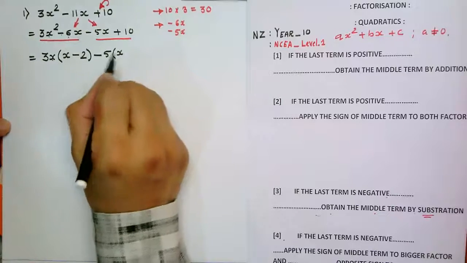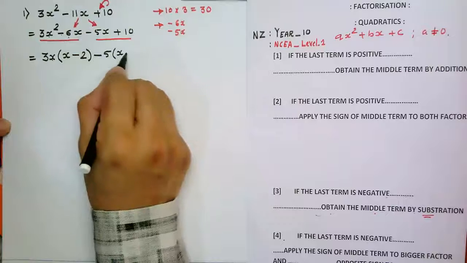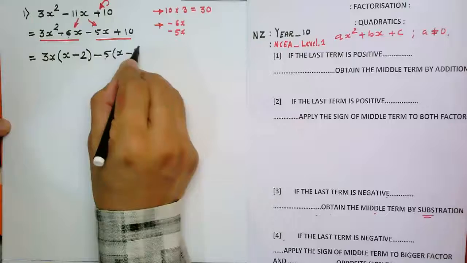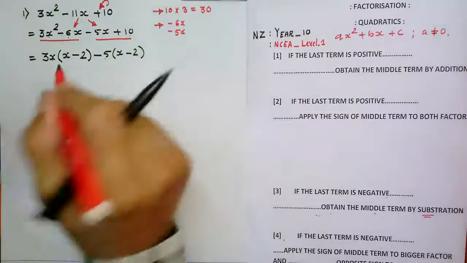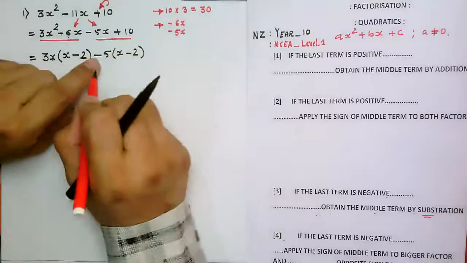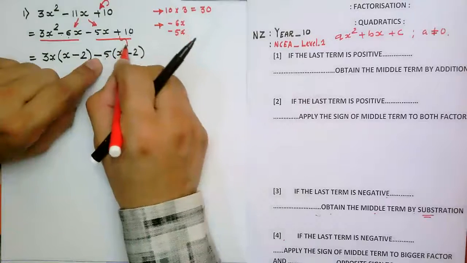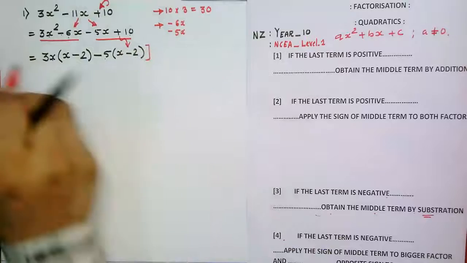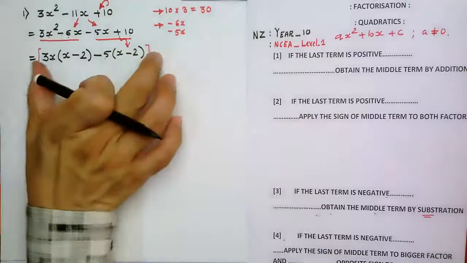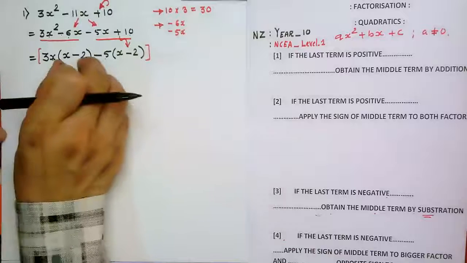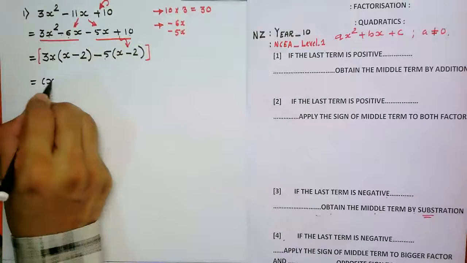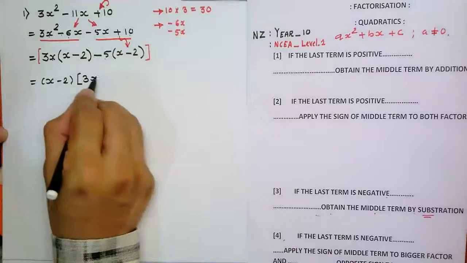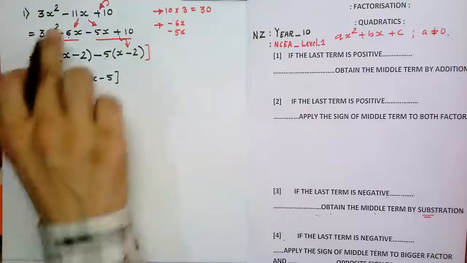This sign is very, very important. Minus times minus gives you plus. 5 twos are 10. Or simply, you can remember that if you are taking a negative sign out, the sign inside the bracket must be changed. That's all. From this bracket, the x minus 2 is there. So take it common. So there remains 3x minus 5. So we got the factors of this particular quadratic.